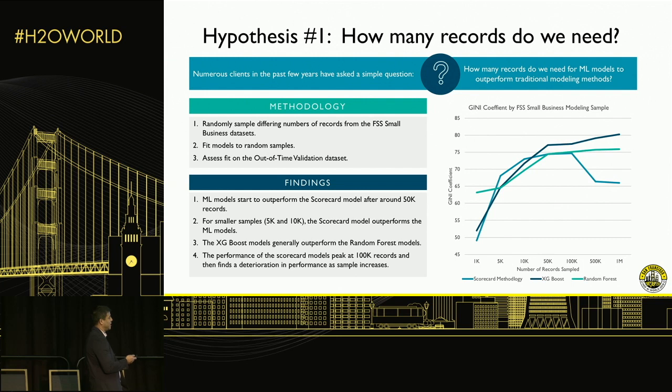So for 5 and 10,000 sample records, the scorecard traditional model does better. Once we get to 50,000 records, the XGBoost does better. Random forest is a little bit better than the scorecard method. But the most interesting thing I thought from this was, first, about 50,000 records is when you find the ML models do better. But when you get more records towards the end there, when you get 500,000 records, 1 million records, performance of scorecard models actually does worse. You see a very large decline.